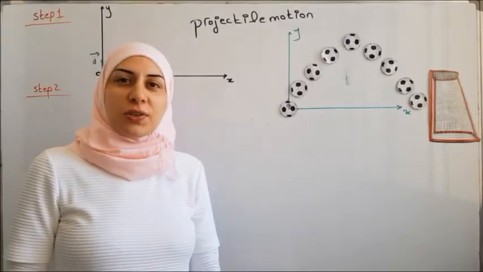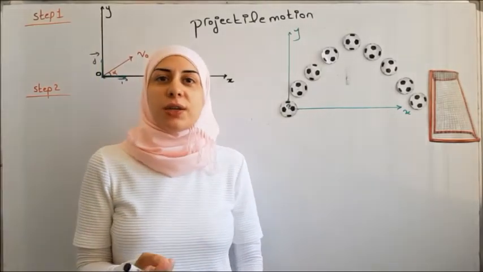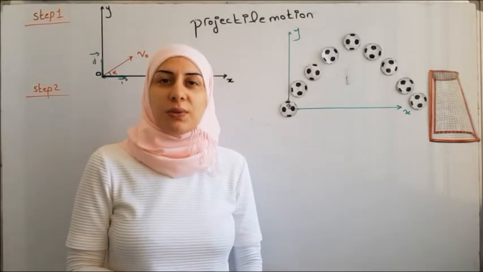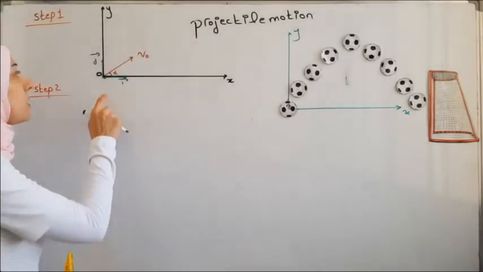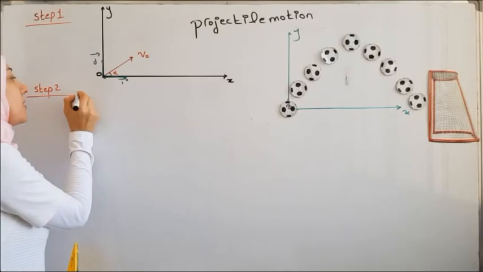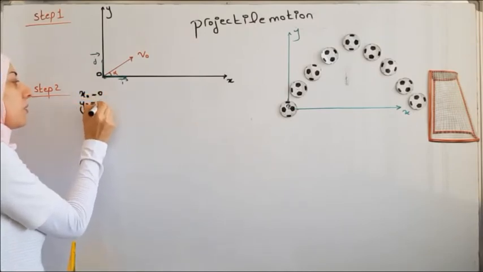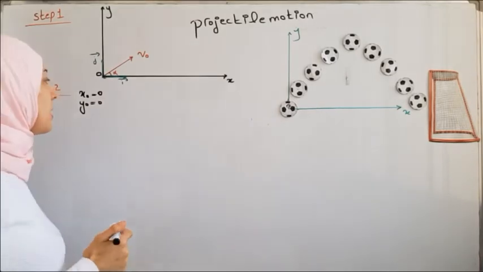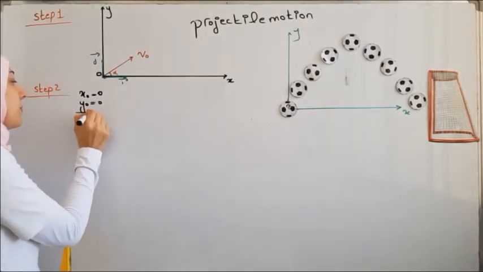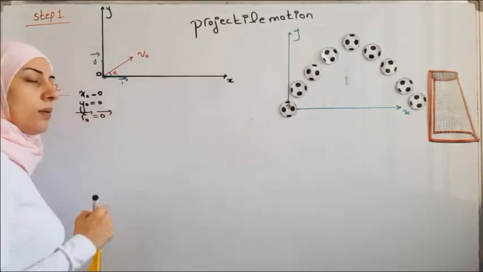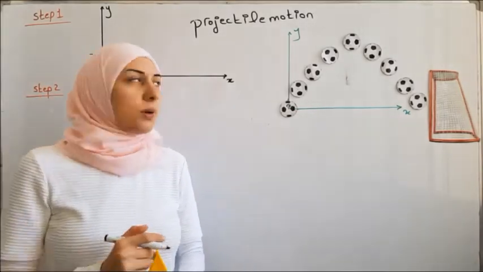By the initial conditions, we mean the values of r0 and v0 at t equals 0. So at t equals 0, the ball was at the origin. So x0 equals 0 and y0 equals 0. So the position vector r0 also equals 0. What about the velocity vector v0?